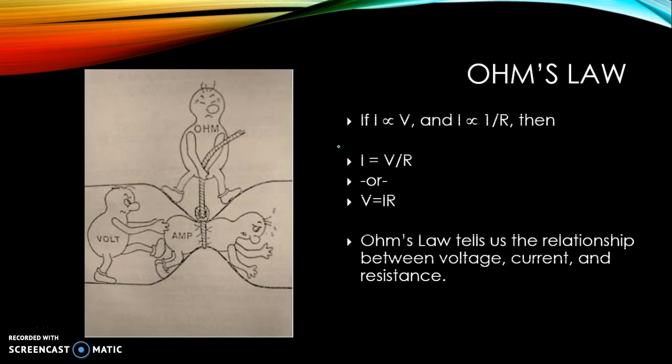So in Ohm's law, it says that if I is proportional to V and I is proportional to 1 over R, then I must be equal to V over R. And we can rearrange that and get a nice linear equation that says V is equal to IR. So voltage is equal to current times resistance. This law will tell us the relationship between voltage, current, and resistance. What happens if you make one go up? What happens if one goes down? And we'll talk about that in class.